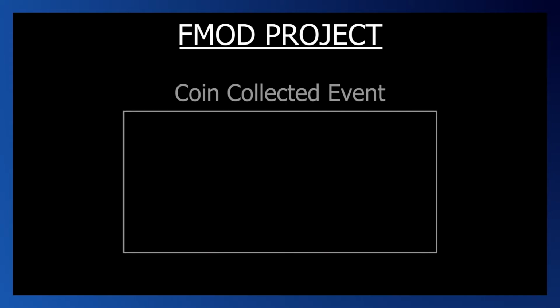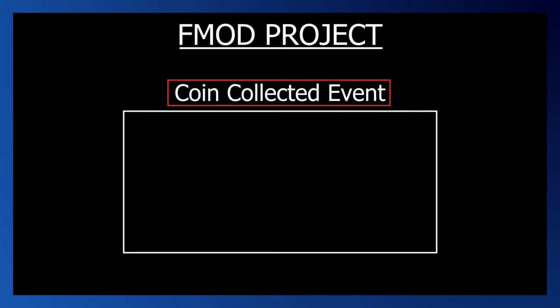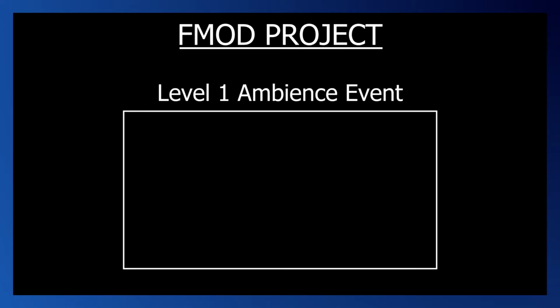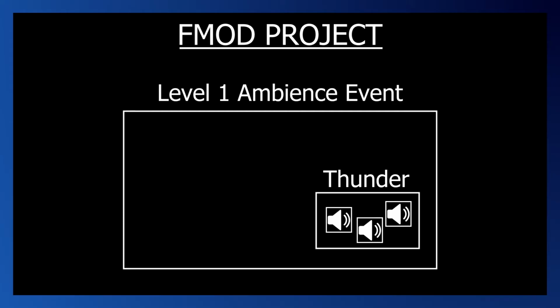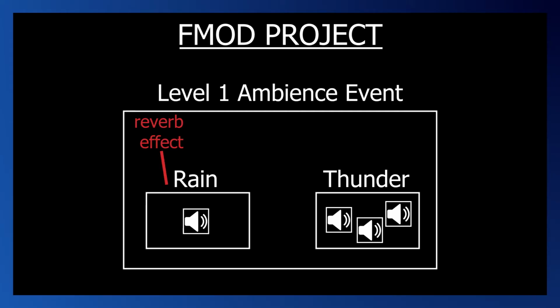For example, you might have a really simple event like a coin collected event, which just plays a one-shot of a single sound clip. Or you might have a more complex event, like an event that makes up all of the ambience for a level, which contains different sound clips for thunder and rain, where the rain has a reverb effect on it and the thunder sound happens at a random frequency.